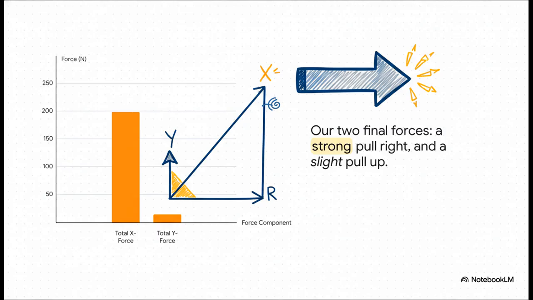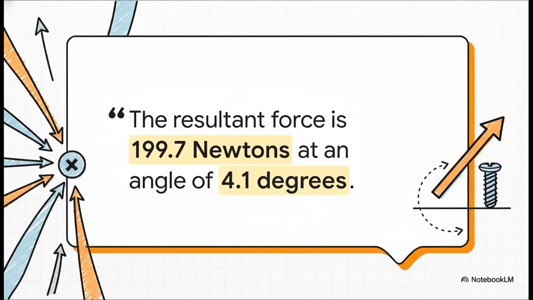This is our final move. We have our total x force of 199.2 newtons and our total y force of 14.3 newtons. The final overall force, which we call R for resultant, is simply the hypotenuse of this triangle. All we need is a little Pythagorean theorem, and we've got our answer. And there it is. After all that pulling and tugging in every direction, the net effect on that little bolt is a single force of 199.7 newtons, pulling at a slight upward angle of just 4.1 degrees. That's it. That's our winner.